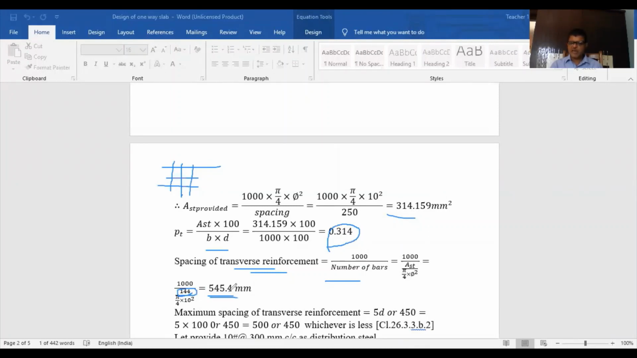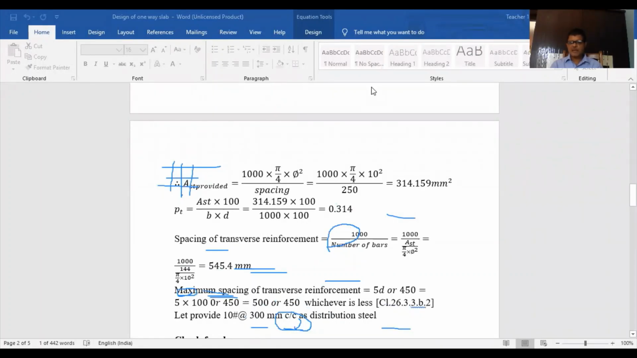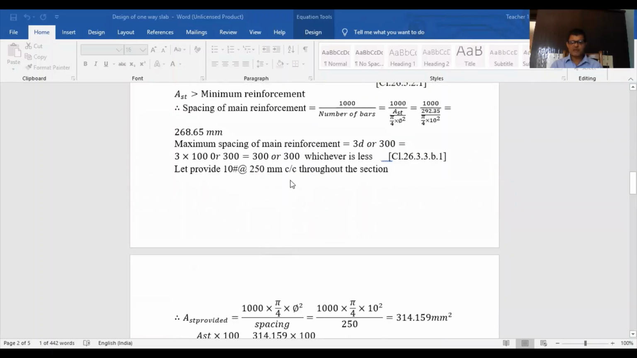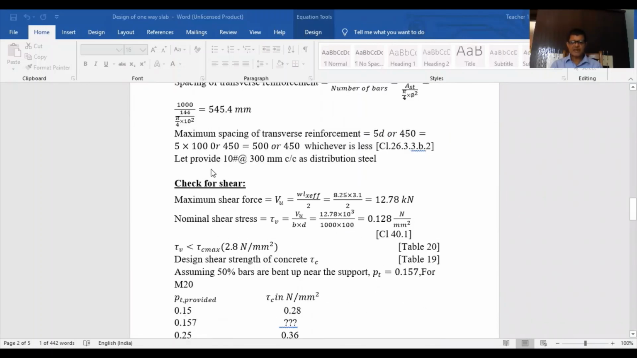But what is the spacing of the codal provision we have discussed? That is 5D or 450. So it comes 500, 450, and here 545. So you have to provide a spacing less than 450 millimeter. So it is again giving clause 26.3 B2 which we have discussed. So let us provide the values of spacings for this transverse reinforcement, that is 300 millimeter center to center, which is less than 450. So we have provided the main reinforcement 10 5 250 millimeter center to center, and here 10 5 300 center to center as a distribution steel.